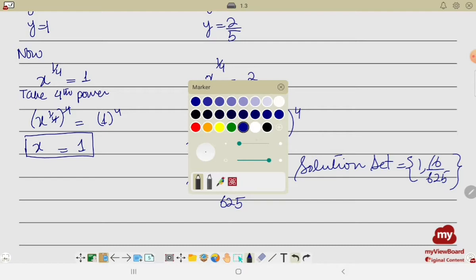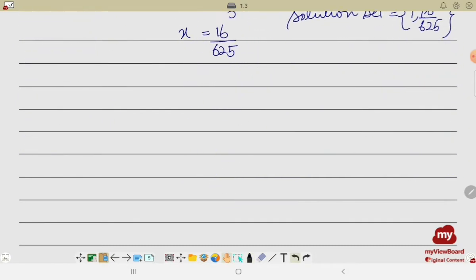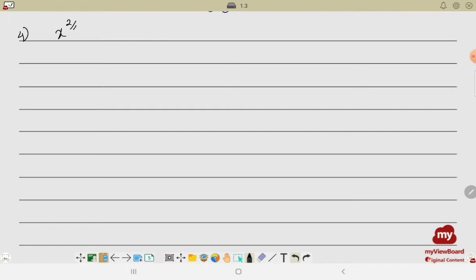What we have done, we have reduced the equation into standard quadratic equation by applying some substitution, and then we have solved it further. Now we are going to solve question number 4 of the same exercise. Let's see which type of substitution.